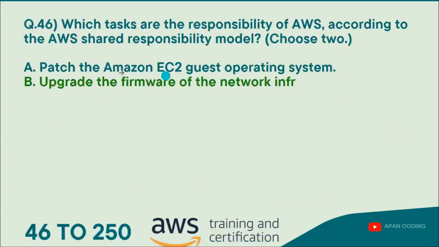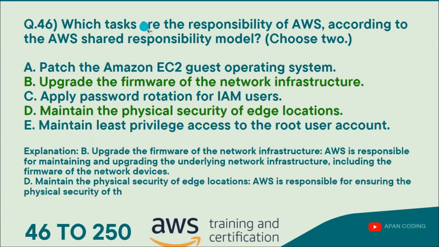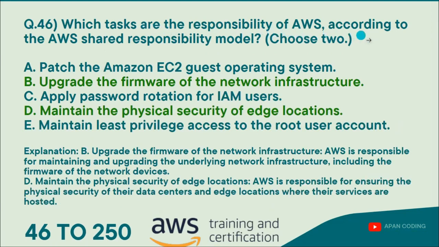So friends, we will see question number 46. Which tasks are the responsibility of AWS according to the AWS shared responsibility model? Which ones, friends? Option B and option D. Option B: upgrade the firmware of the network infrastructure, and option D: maintain the physical security of edge locations.